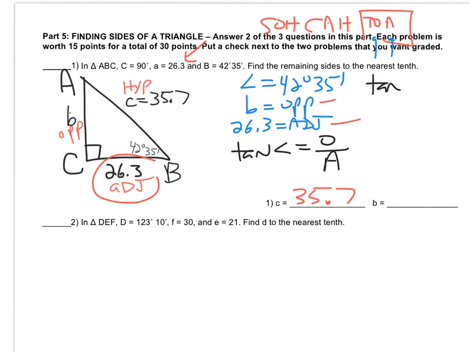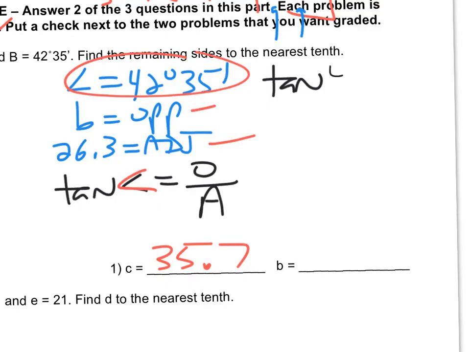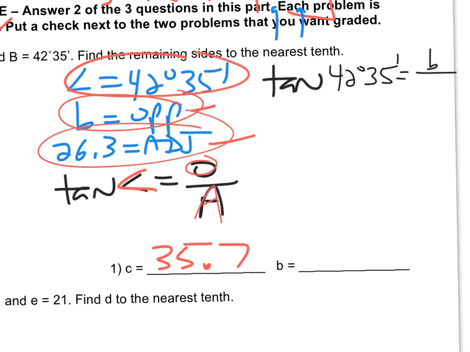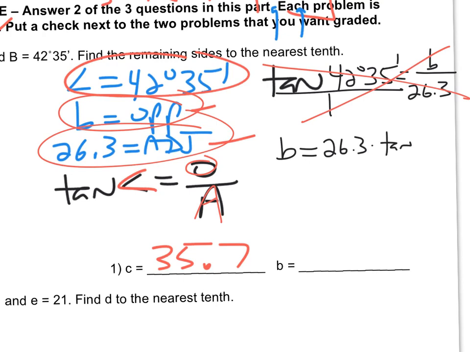Now I'm going to substitute in. I have the tangent of the angle. Well, the angle again was 42, 35. So the tangent of 42, 35, that equals the opposite, which was b, over the adjacent, which is 26.3. So now I'm going to go about solving by putting the tangent of 42, 35 over 1, and I'm going to cross multiply. So I have 1 times b, which is b. That equals 26.3 times the tangent of 42 degrees, 35 minutes. And here, b is already by itself, so all I'm going to do on my calculator is type in this right-hand side: 26.3 times the tangent of 42, 35.